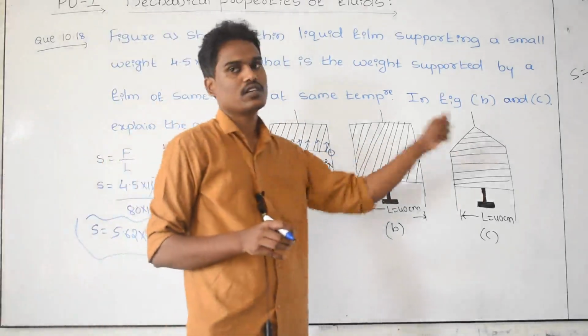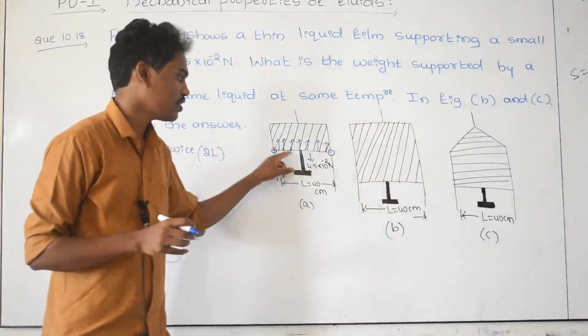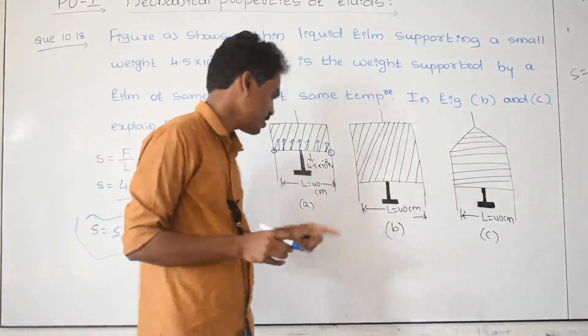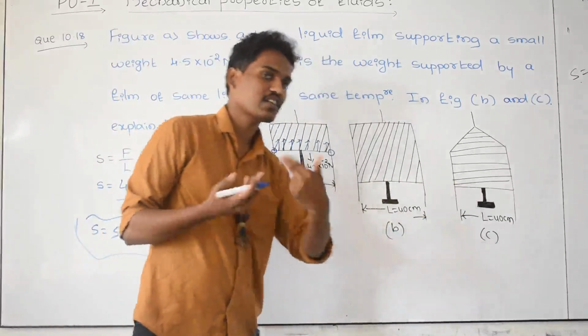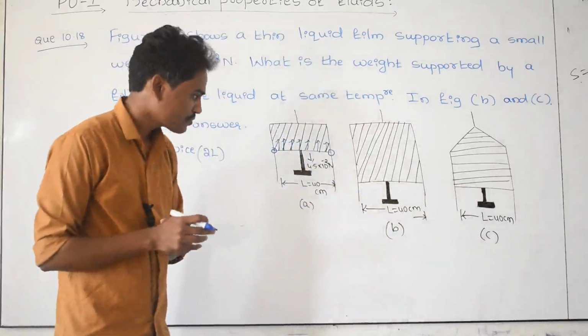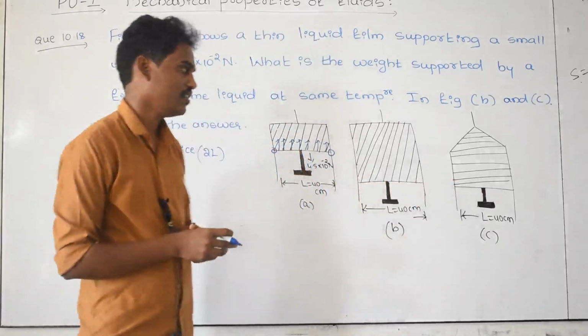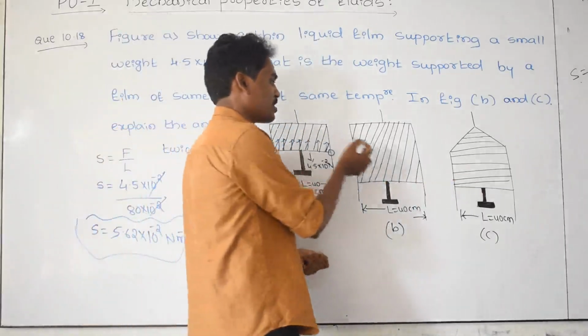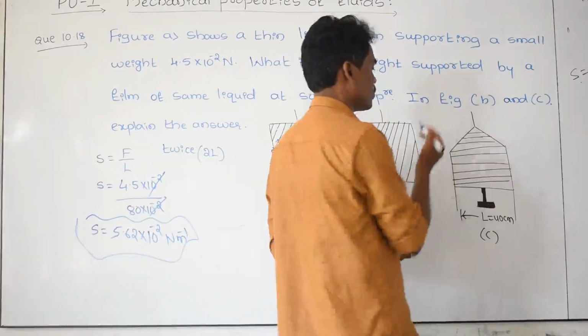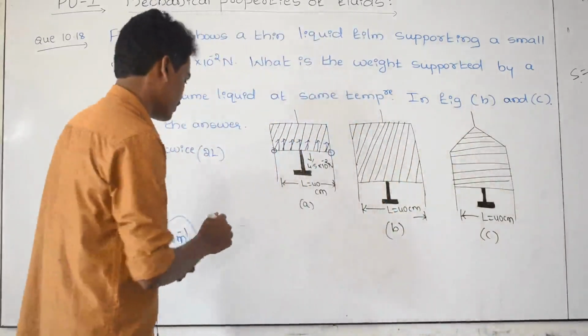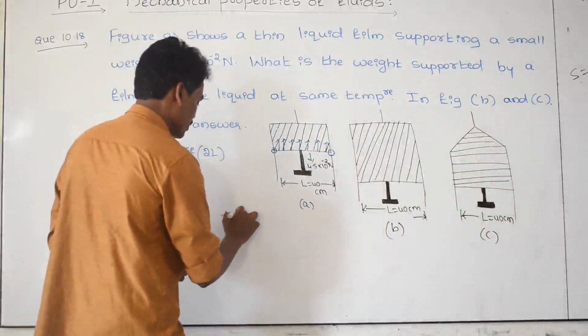Temperature is same in all the cases, length of sliding wire is same in all the cases, weight hanging downward is same in all the cases, and the length of the slider wire is same, everything is same. Then the surface tension of this film, the surface tension of this film, and the surface tension of this film is everything same.